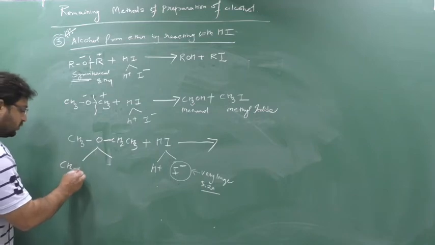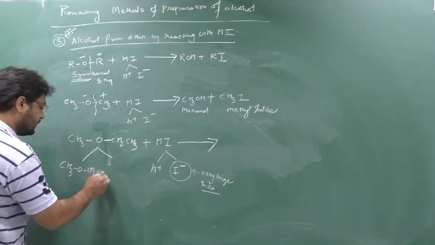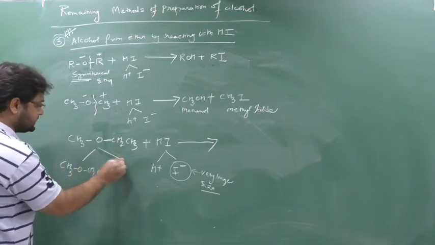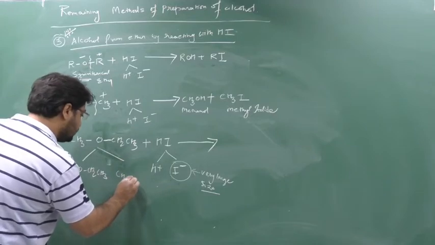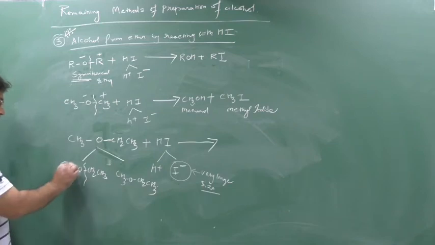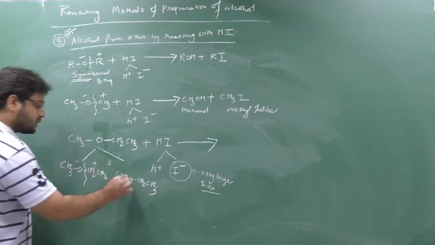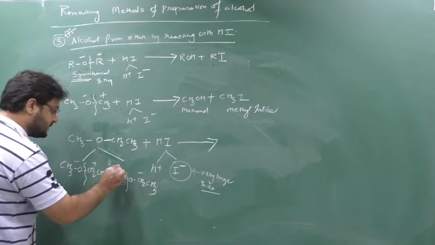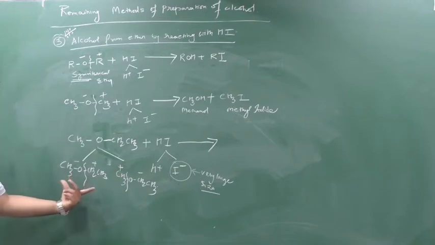Either CH3 O CH2 CH3, or the other case, which is this only, CH3 O CH2 CH3. Either splitting occurs in this way, so I get minus here and plus here, or splitting occurs in this way, and I get this minus and this plus. We will see the first case first.